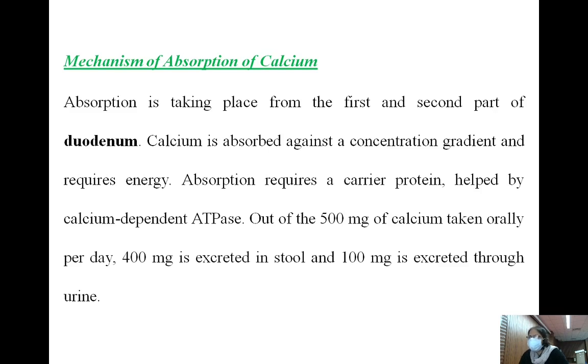Out of 500 mg calcium taken orally per day, 400 mg is excreted in stool and 100 mg is excreted through urine. So the major part is excreted via stool and 100 mg is excreted via urine.